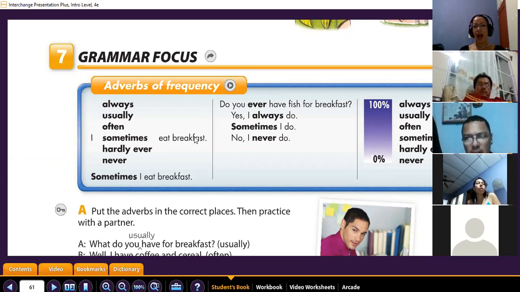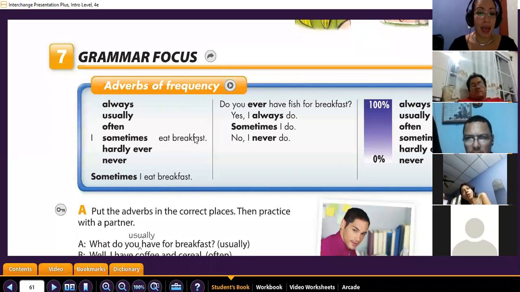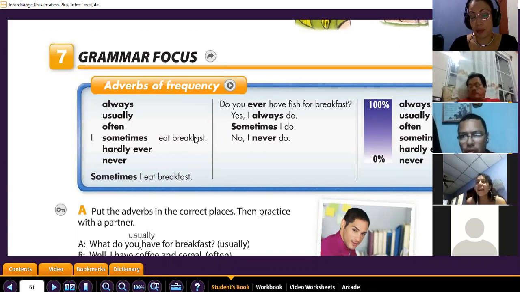Do you ever have fish for breakfast? Ahí le está preguntando si alguna vez usted come pescado en el desayuno. Never. No, podría decir de dos formas.